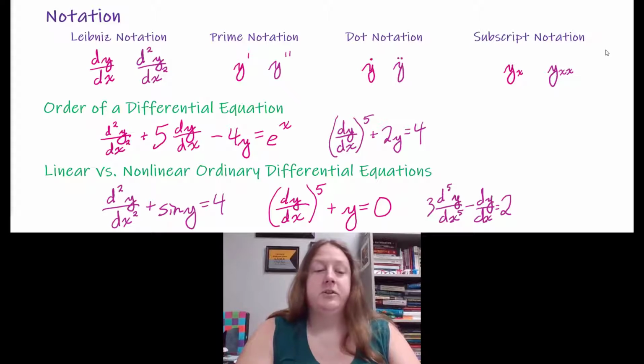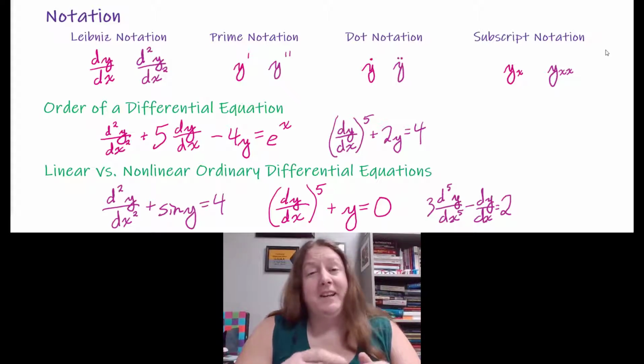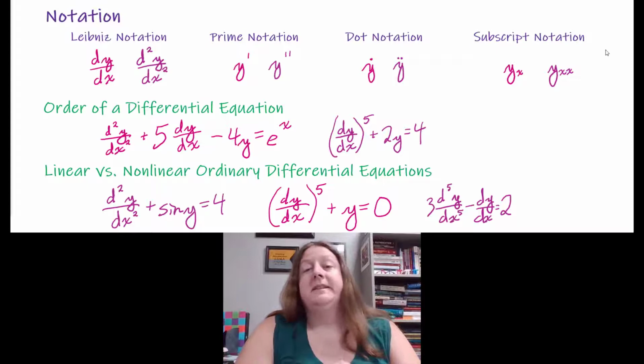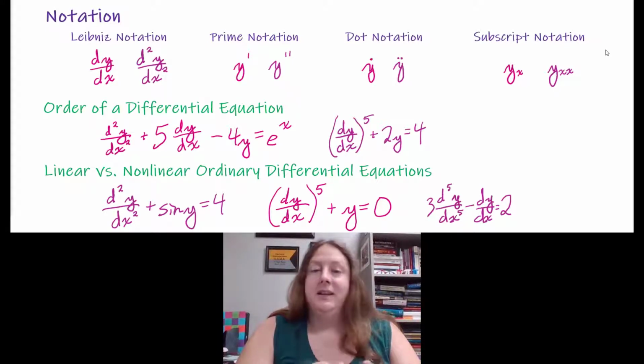So taking a look at my first equation here, I have a second derivative plus sine of y equals 4. Sine of y is not a linear term, so this is a nonlinear ODE. Looking at the second equation here, I have the first derivative taken to the fifth power plus y equals 0. The y is a linear term this time, but taking my first derivative to the fifth power, that's a nonlinear function, so this is a nonlinear ODE as well.